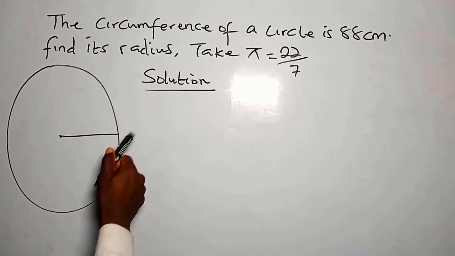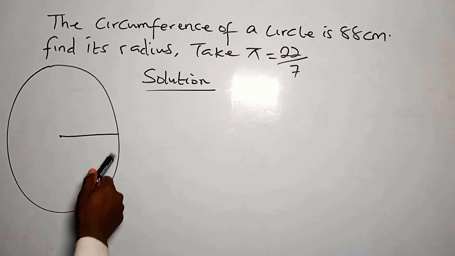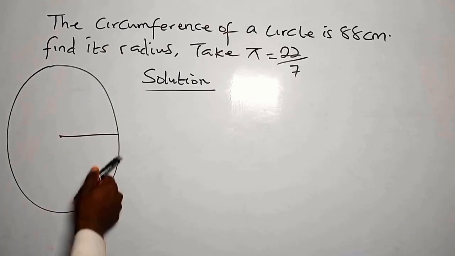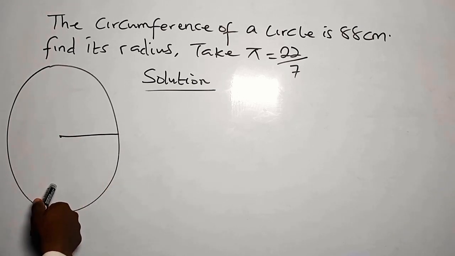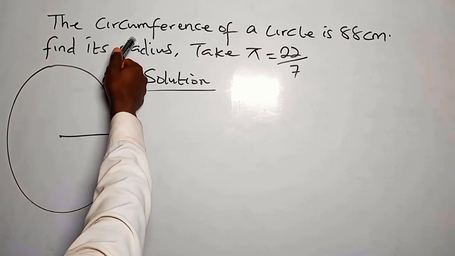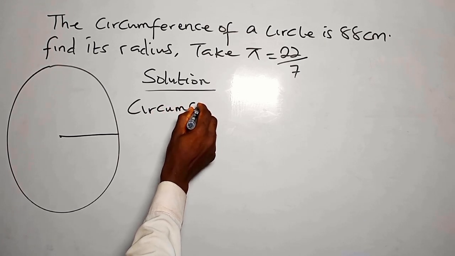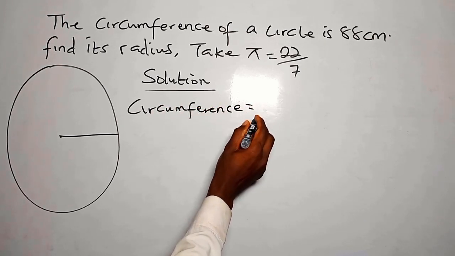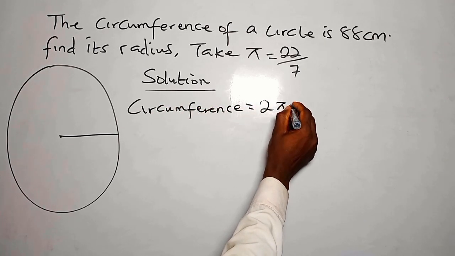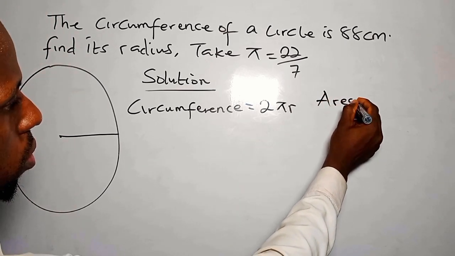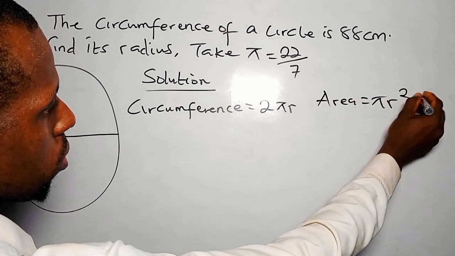So we have a circle, which is this, and the circumference measures the total distance around a circle, the perimeter of a circle. The formula for the circumference of a circle is 2 pi r, while the area of a circle equals pi r squared.